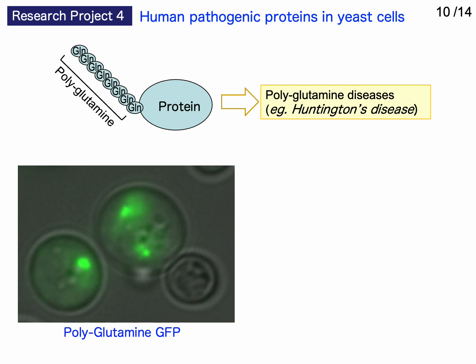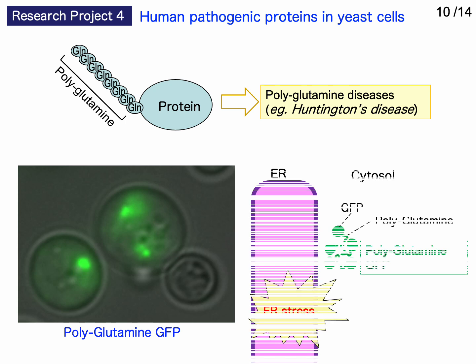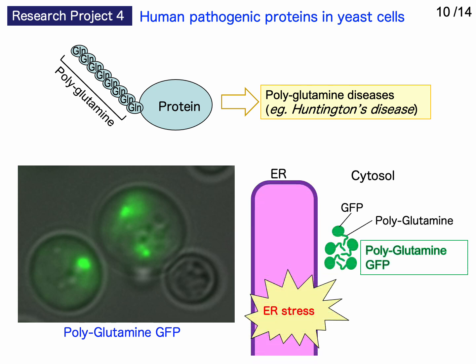GFP attached to a large number of glutamine residues, namely polyglutamine GFP, is known as a model of toxic proteins inducing polyglutamine diseases. When expressed in yeast cells, as well as in human neurons, polyglutamine GFP aggregates and exhibits dot-like distribution. Although these aggregates form outside the ER, they induce ER stress. Then, our study aims to clarify the molecular basis underlying this toxic effect of polyglutamine GFP.